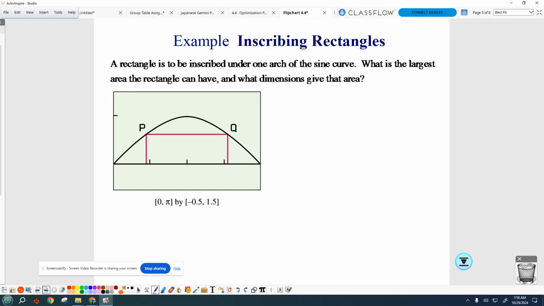A rectangle is inscribed under an arch of a sine curve. What's the largest area that we can have? Okay, what are we trying to maximize? Area of what shape? Okay, good. What's the area formula of a rectangle again? Length times width? Okay, okay.